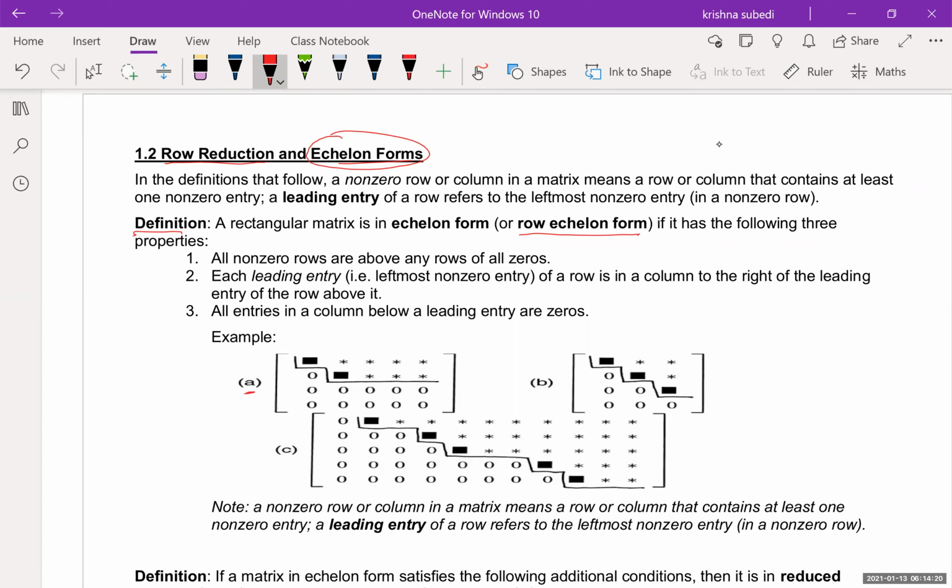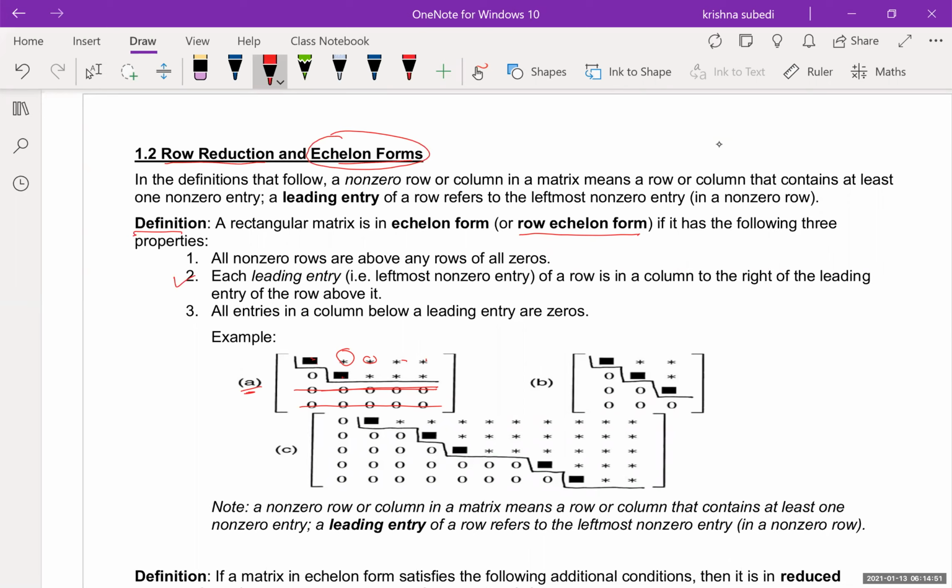Look at this. The all-zero rows must be on the bottom, okay? The non-zero element is represented by this star or this box, and they could be zero. Any row that has all the elements zero must be on the bottom. It cannot be on the top. Keep that in mind.